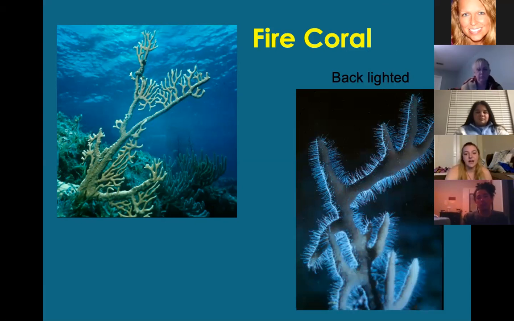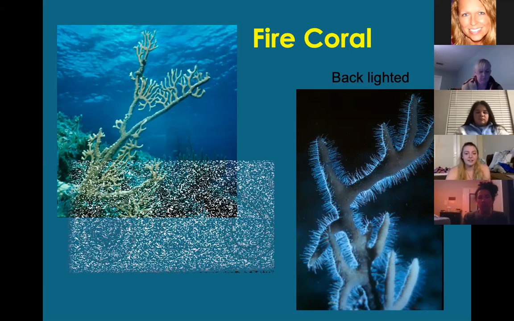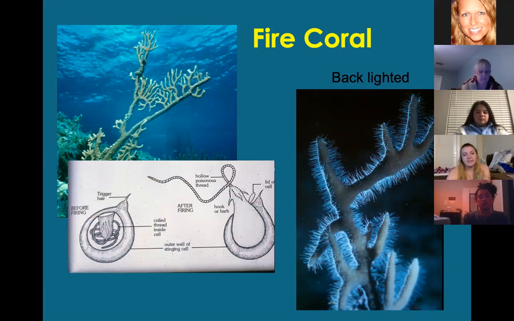So these are a picture of fire corals with their back lighted. When you bump into fire corals, all those little spines get stuck in your skin and cause skin irritation. So definitely not fun. They look scary. This is an example of what happens when you do hit it. They fire it and then it gets stuck on you and then releases all of that. So not fun.